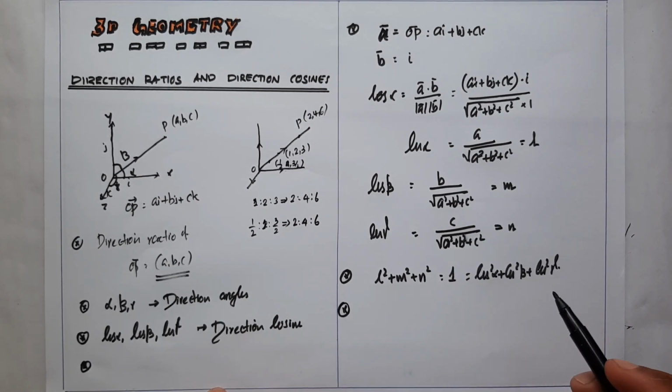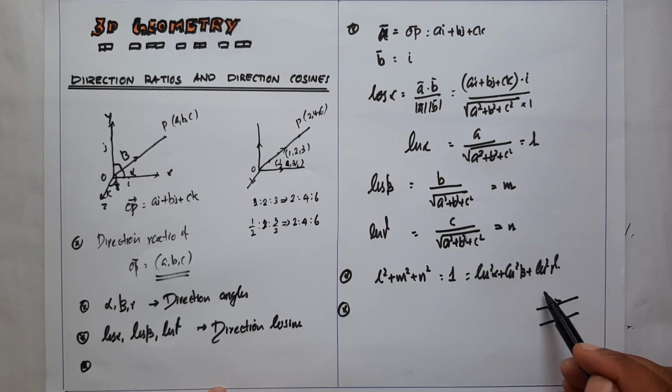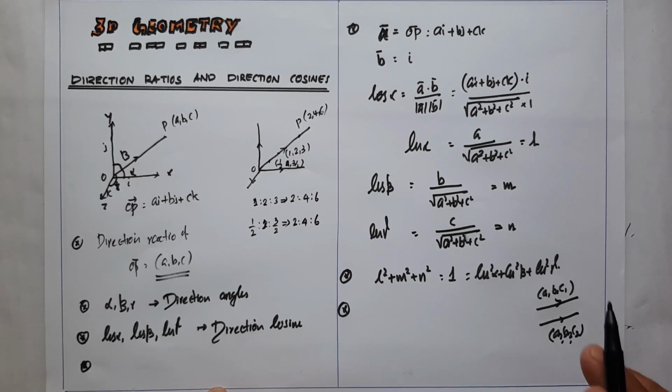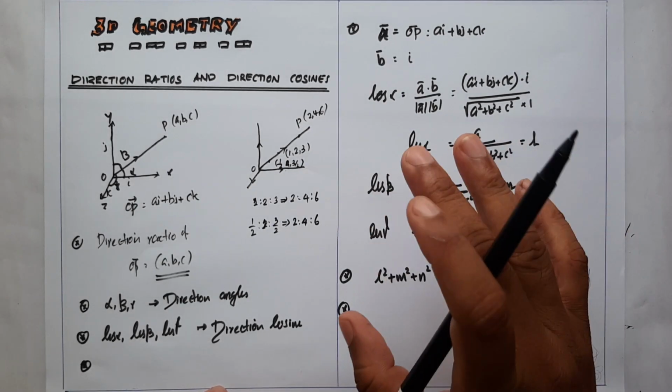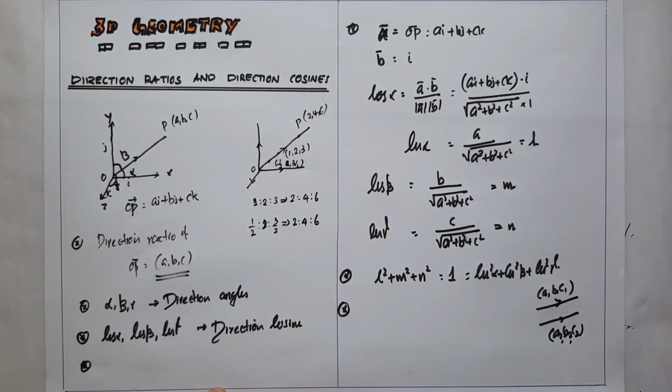Okay, our next point is, suppose two vectors with direction ratios, the first vector direction ratio is A1, B1, C1 and the second vector direction ratio is A2, B2, C2. That is, two vectors are already given with the coefficients of i, j, k as the direction ratios. Here vector OP is already given, that is vector OP equals AI plus BJ plus CK.